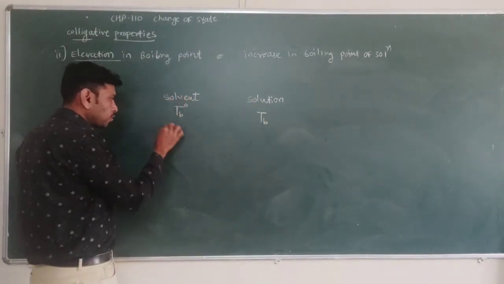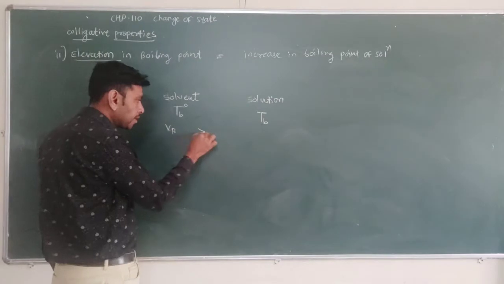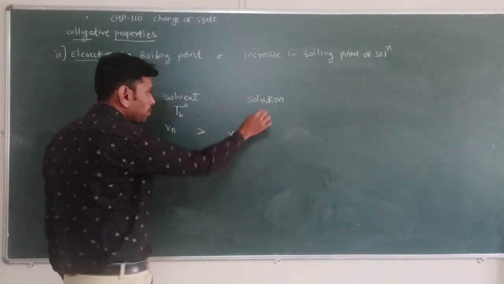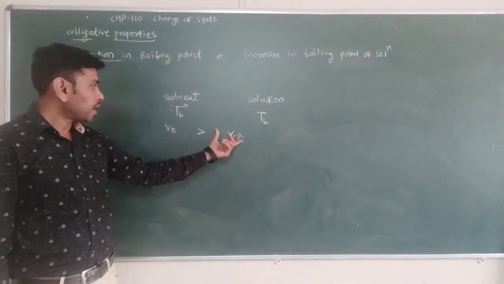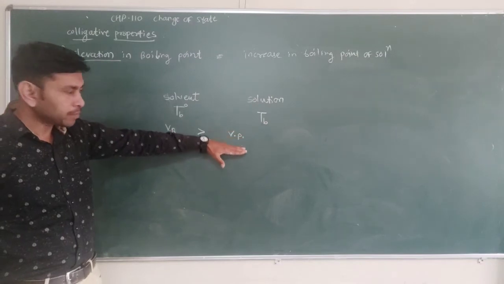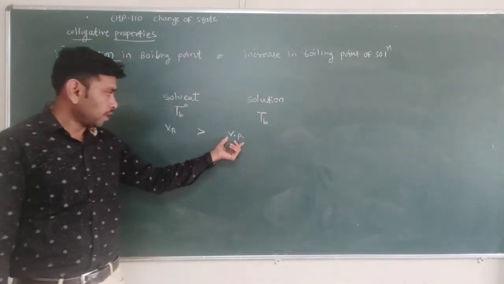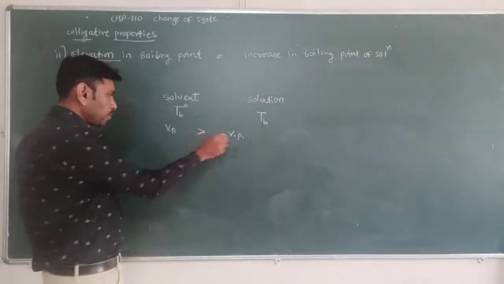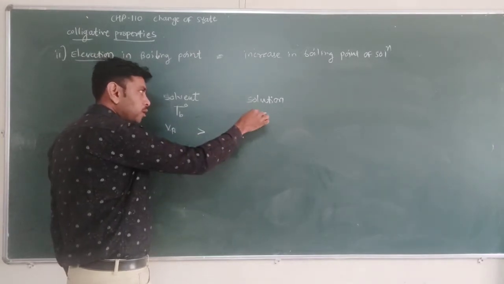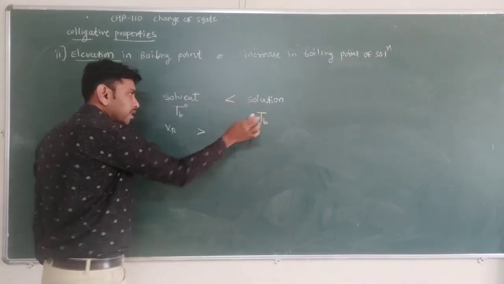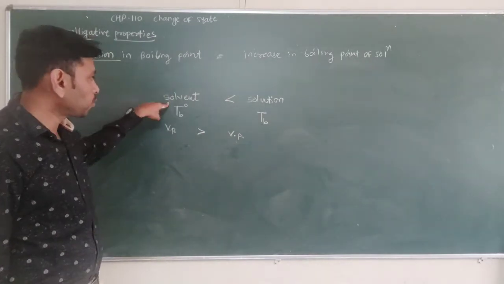And we know that the vapor pressure of the solvent is always greater than the vapor pressure of the solution. And if vapor pressure is lower, then the boiling point increases. Vapor pressure and boiling point are inversely proportional. So vapor pressure decreases, boiling point increases. So the boiling point of the solution is greater than the boiling point of the pure solvent.